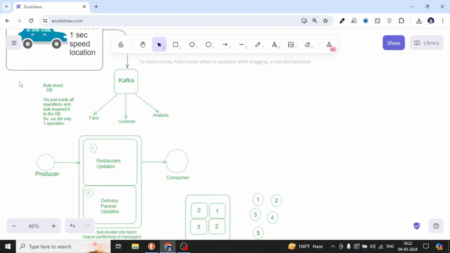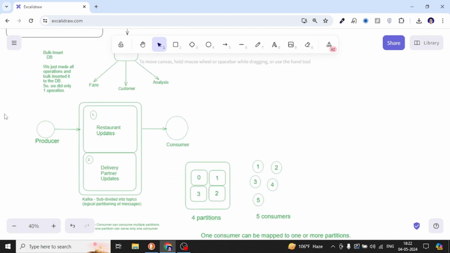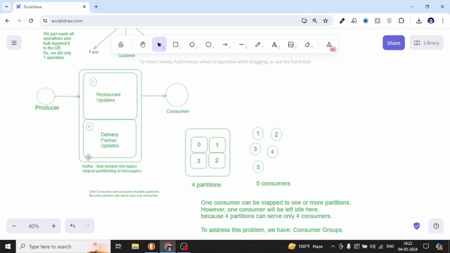So the producer, as we saw with the Uber cabs, is any person or any entity who is generating the data. Apache Kafka has subdivided groups called topics. Now, what are topics? Logical partitioning of messages.